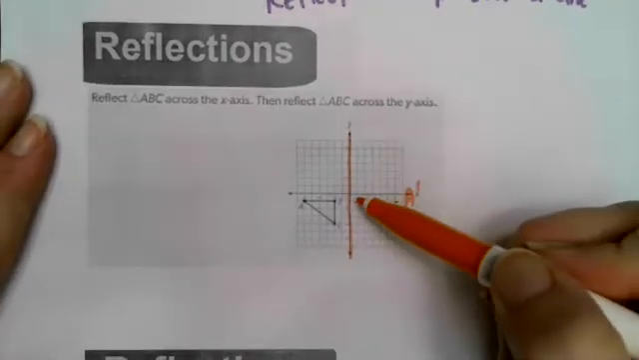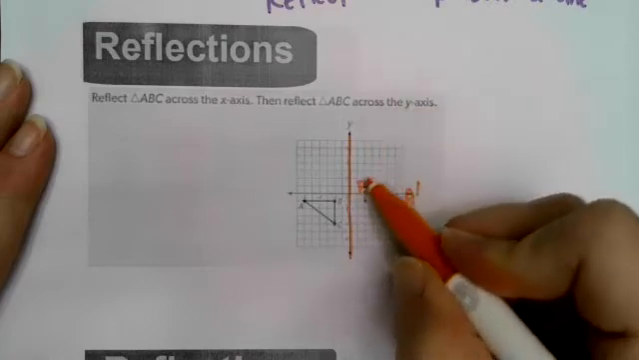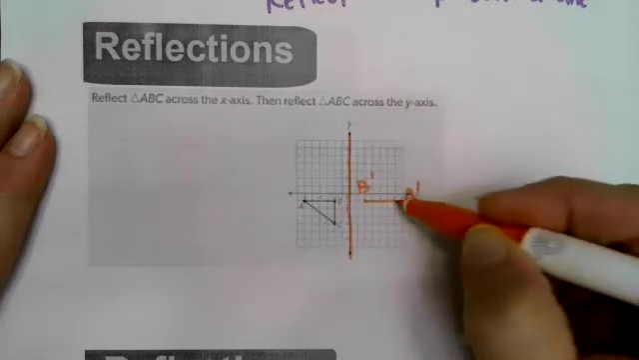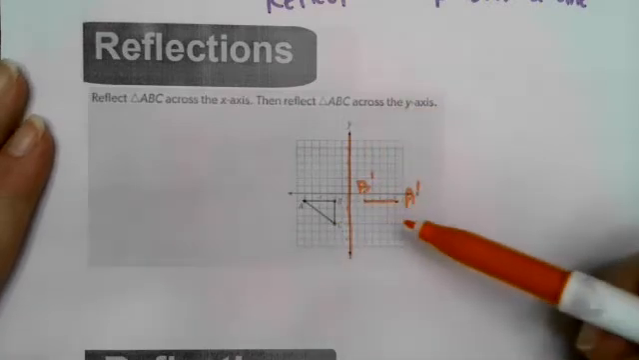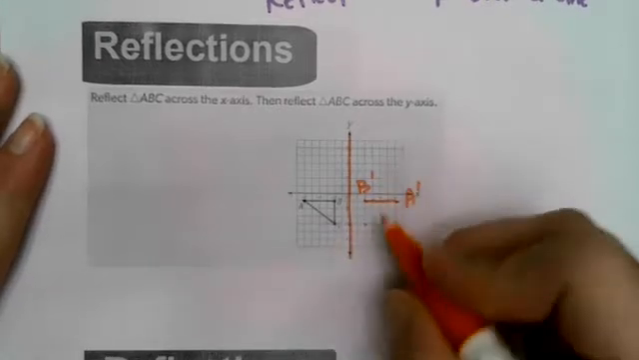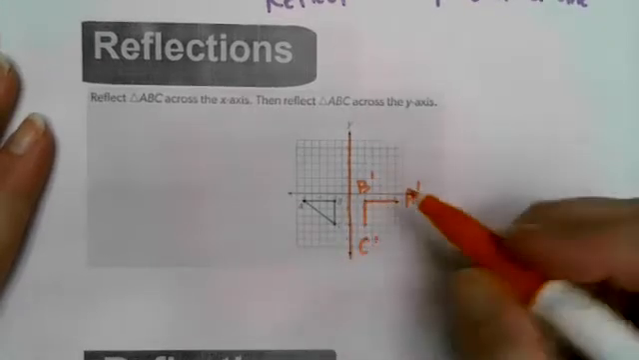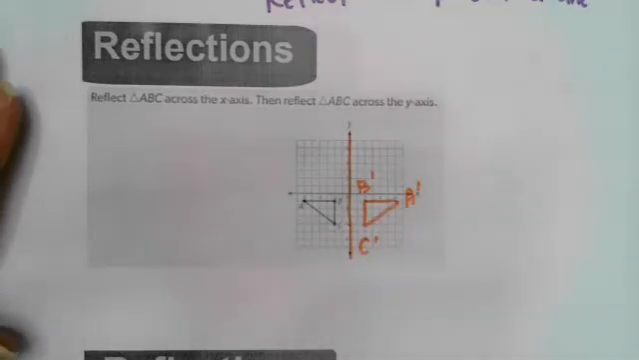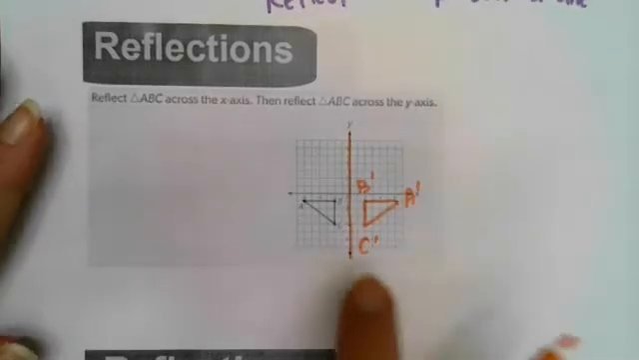B is 2 away from my line of reflection. So my B prime will be 2 away from my line of reflection. Again, my line of reflection is always halfway in between the image and the pre-image. And then C is also 2 away from my line of reflection. So there is my reflected triangle, A prime, B prime, C prime.